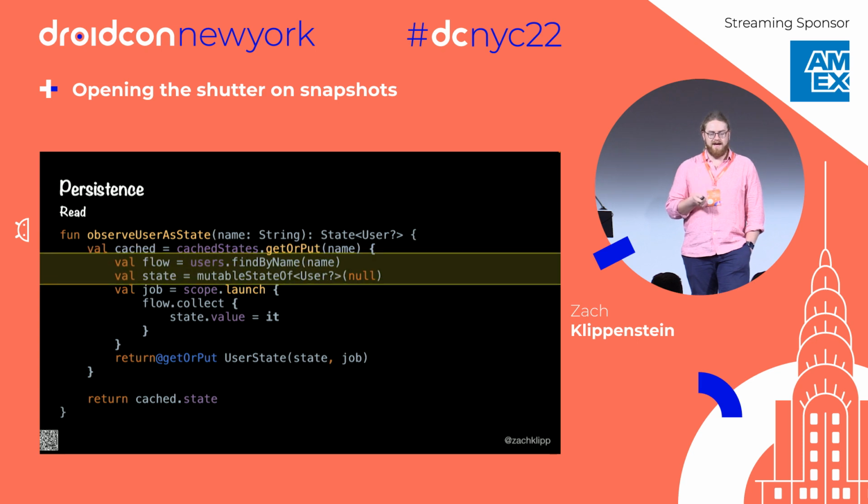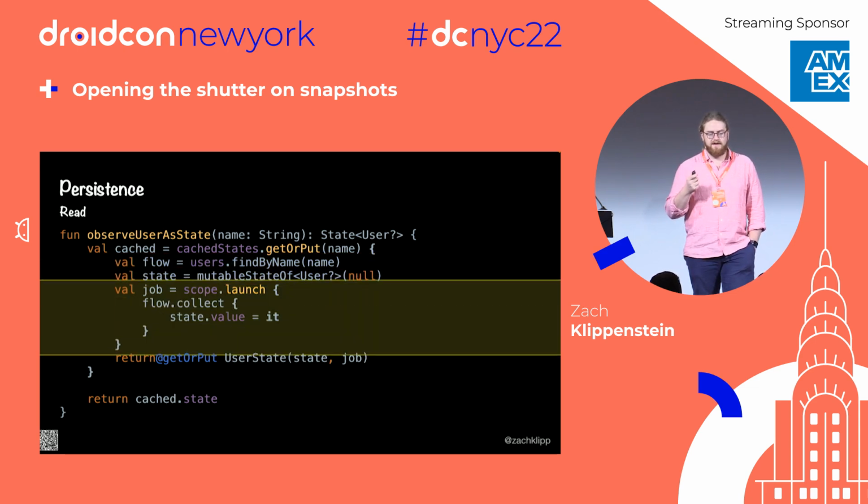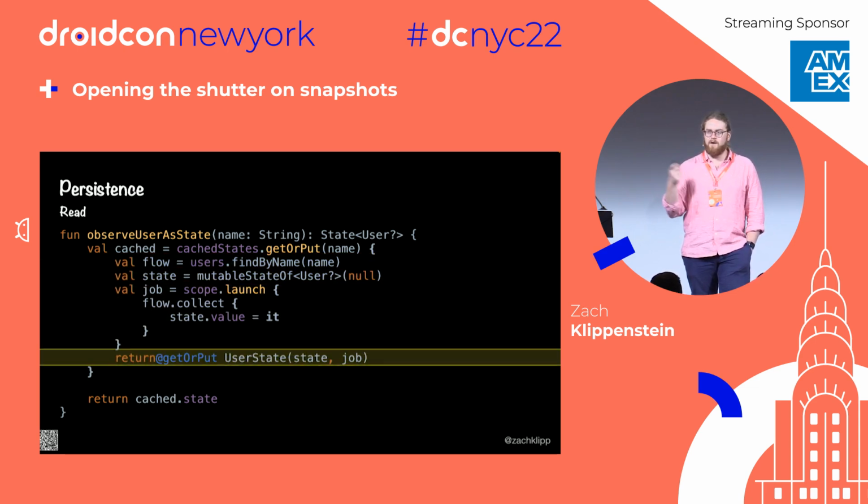If we don't have a cache for the current user, we're going to ask Room for an observable flow for that user record. Then we're going to launch a coroutine to collect that flow, update the state value, and add it to the cache. Then we can return that state value, and any code reading that state will just see the new value as it gets updated in the database.